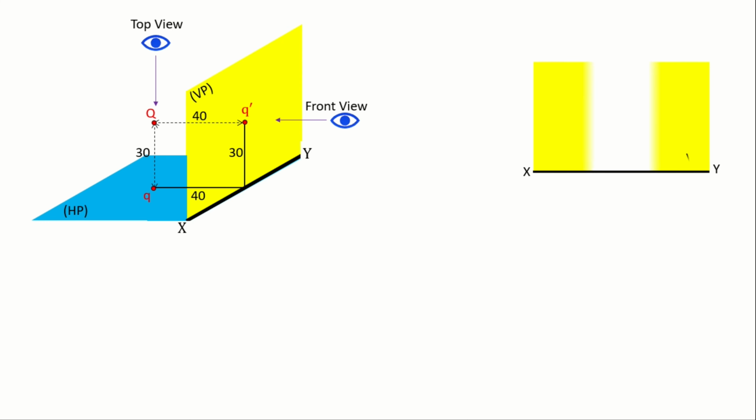Now, above XY we have vertical plane. So, draw the front view on VP. The point Q dash, the front view of the point Q, is 30 mm above XY.